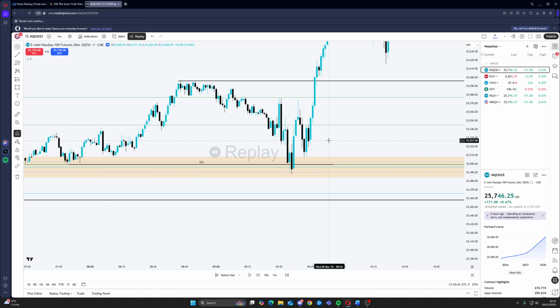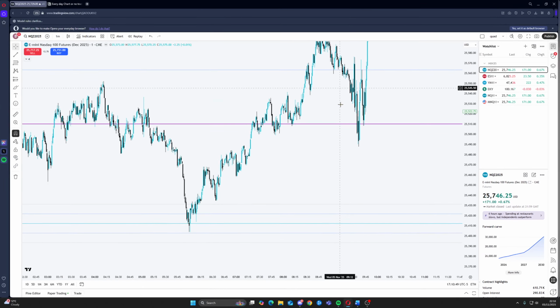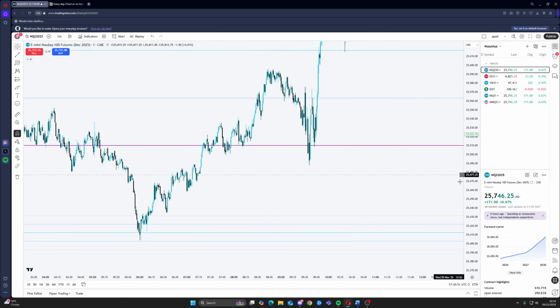Okay. What makes this order block even higher probability? Where does this order block lie? Okay.